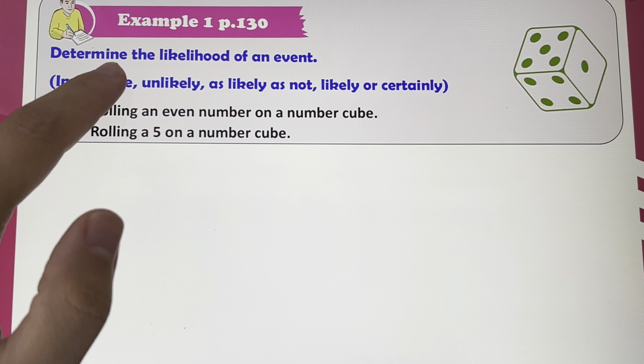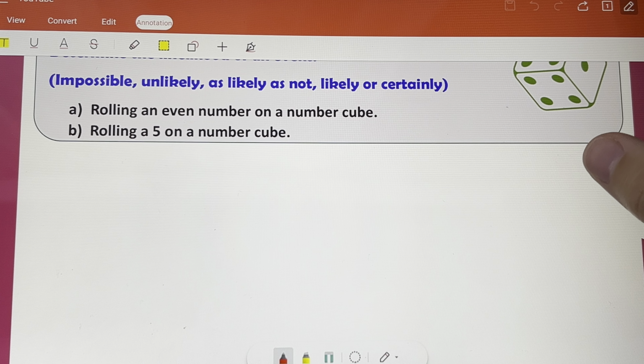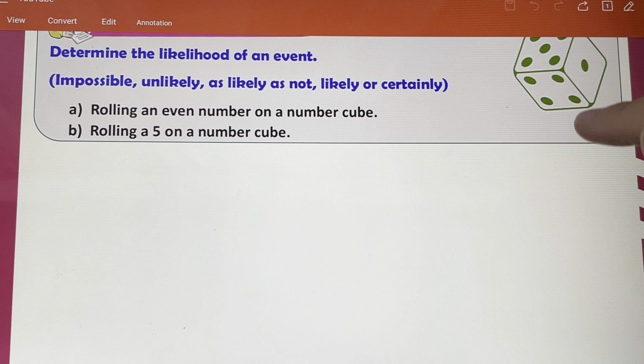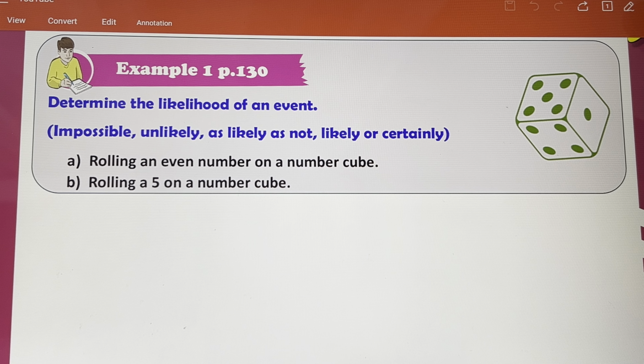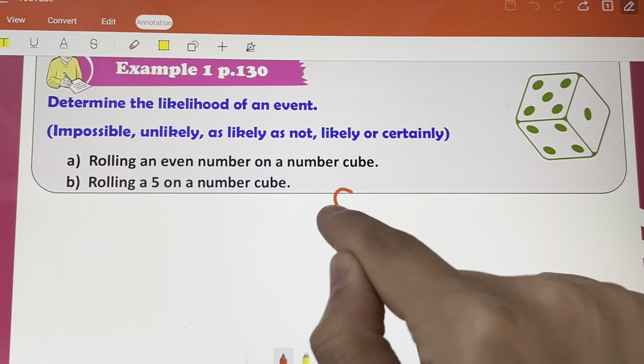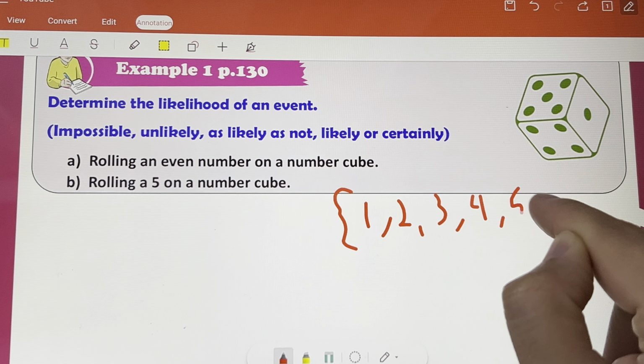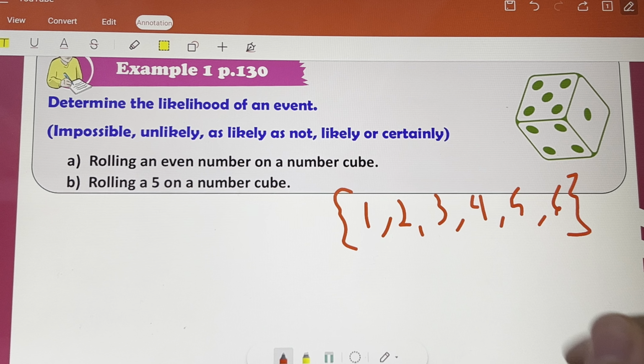There's an example. Let's try to solve this example. In this example, we have a question. It's asking us to determine the likelihood of an event: impossible, unlikely, as likely as not, likely, or certain. So first of all, the first one, rolling an even number on a number cube. I have a number cube. It starts from 1, 2, 3, 4, 5, and 6. It has 6 numbers. So this is the sample space that I have.